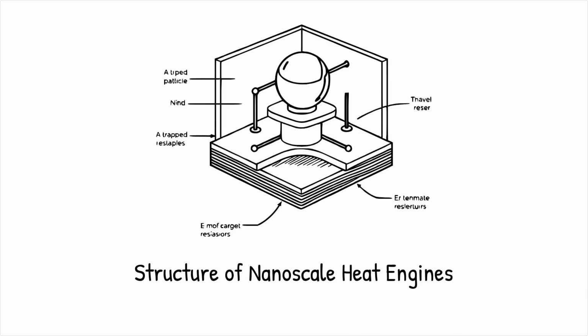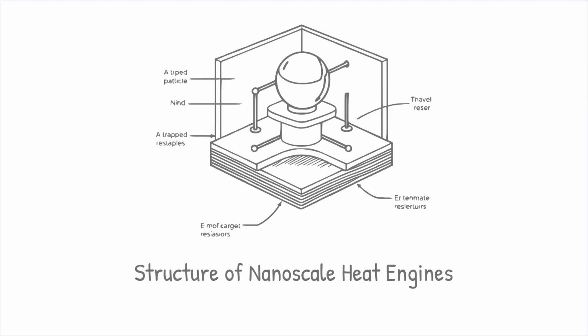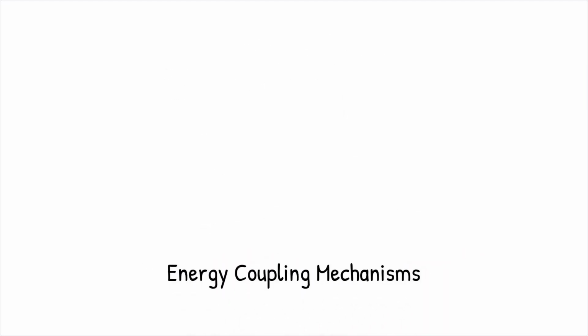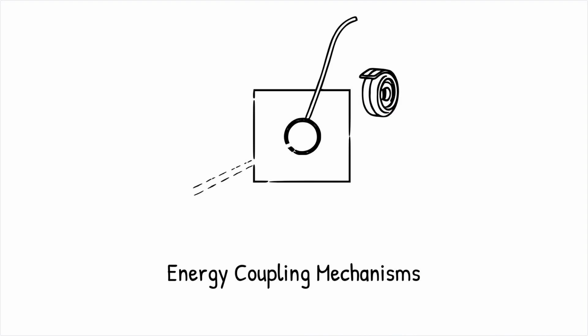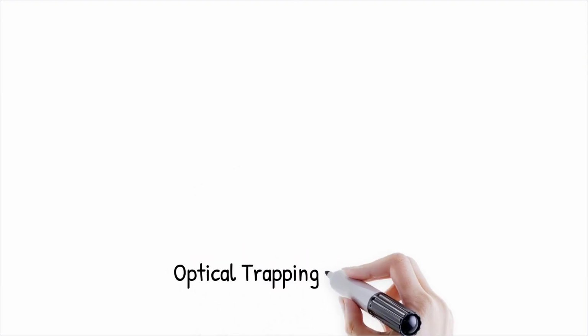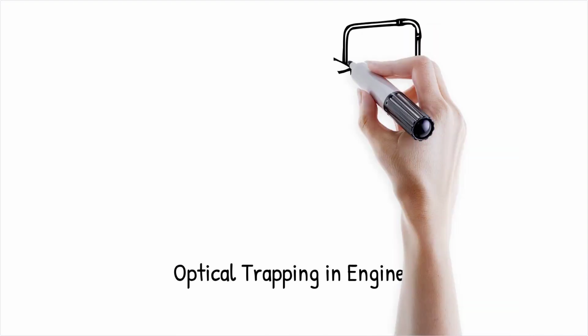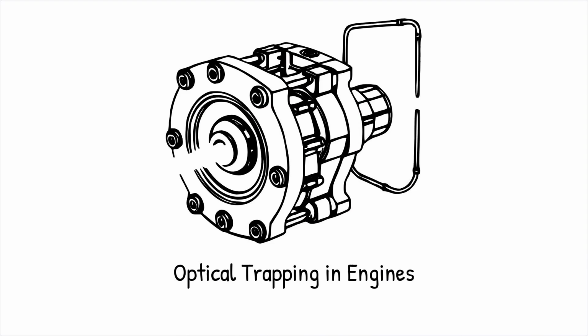The basic structure of a nanoscale heat engine typically includes a working substance, such as a single trapped particle or molecule, thermal reservoirs at different temperatures to create a gradient, and an energy coupling mechanism like laser heating, magnetic fields, or electrostatic forces. These components operate under constraints where quantum tunneling, superposition, and non-equilibrium thermodynamics come into play. For example, in optically trapped nanoscale engines, laser light acts as both the energy source and the confinement mechanism. It's like a miniature steam engine where photons or electric fields replace steam to drive atomic-scale particles.